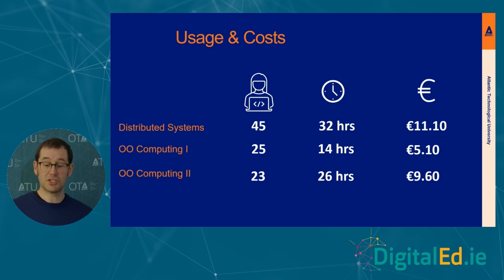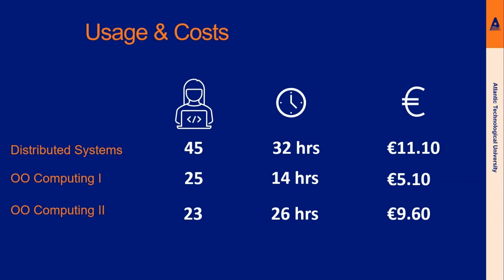So the usage and the costs then. Here are the three modules: my distributed systems module and Daniel's object-oriented computing 1 and 2. I have 45 students in my module who used up about, on average, 32 hours of compute time. This is the time that the virtual machine was on over the course of the lab in this semester. And the cost came out at roughly €11 per student.